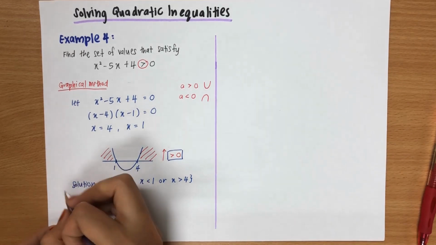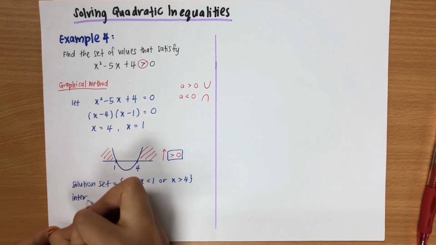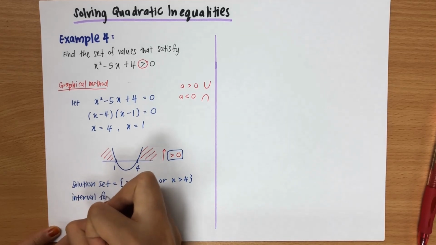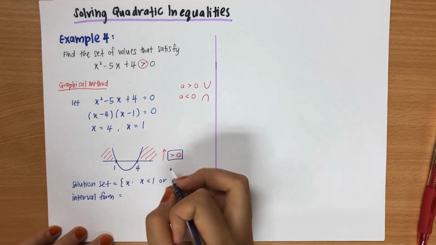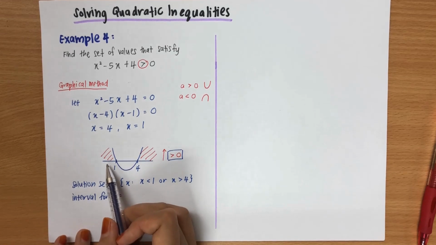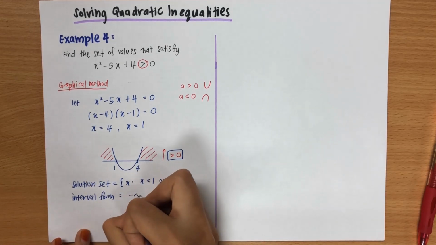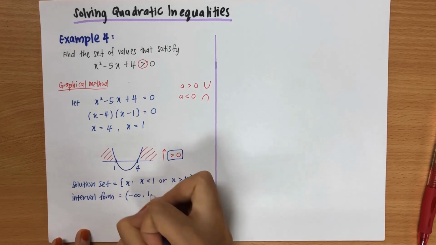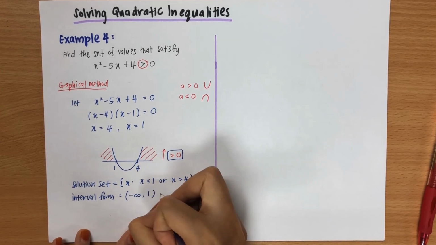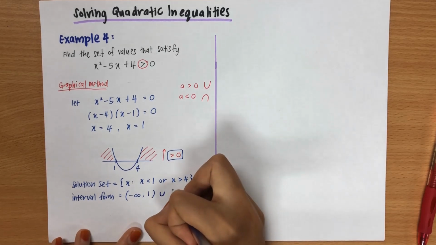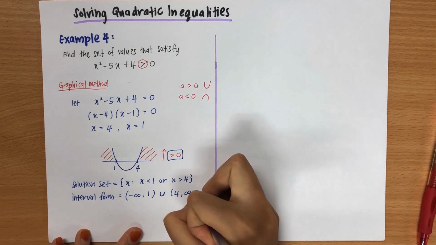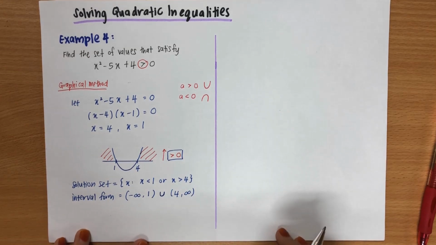If we are going to write it in interval form, that is going to be negative infinity to 1, union with 4 to infinity. So that is the answer.